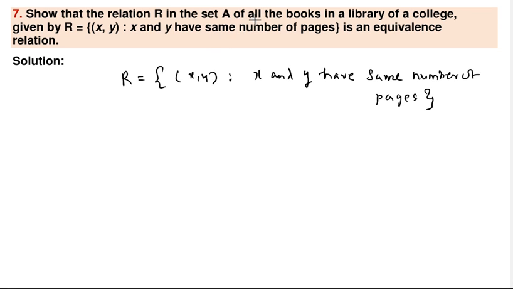Here (x, y) belongs to A. What is A? The set of all books. Here (x, y) belongs to A, and A is the set of all books in a library.